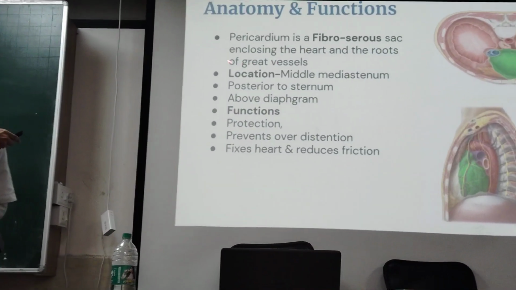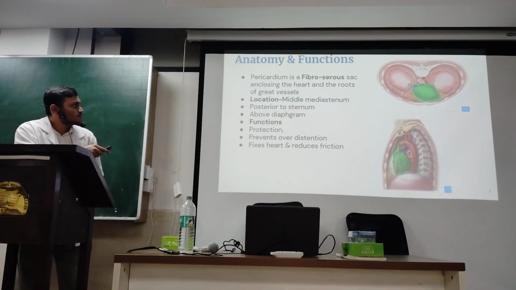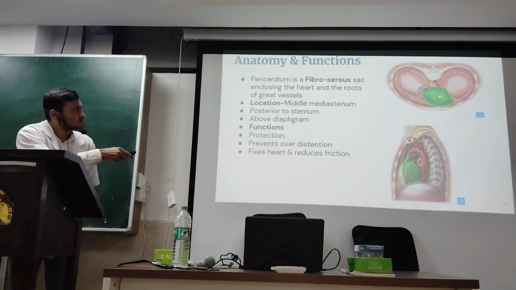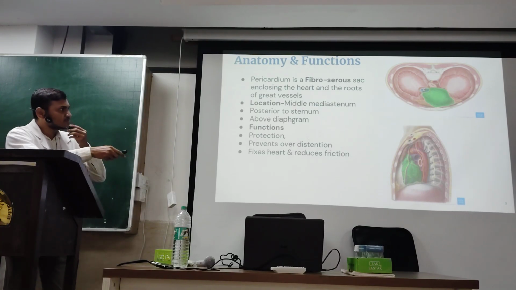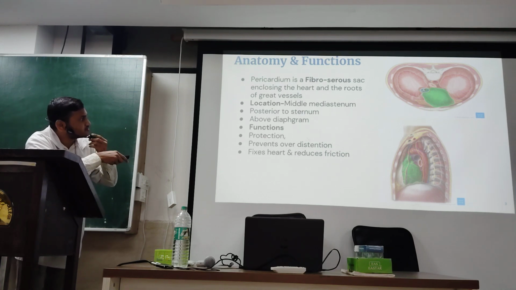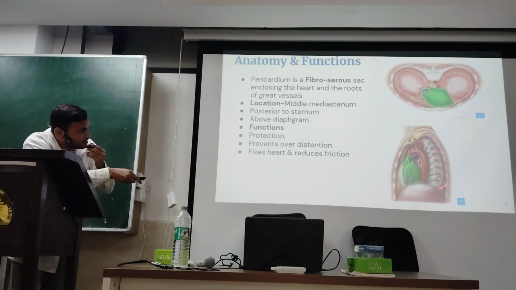So let us understand the anatomy and functions of the pericardium. Pericardium, as I told in the definition, is located in the middle mediastinum. It is a space present between the two lungs. Here you can see the lungs, and it is posterior to the sternum. Here is the sternum, and it is present above the diaphragm. Below the lungs, you can see the diaphragm. See here, you can see it clearly.